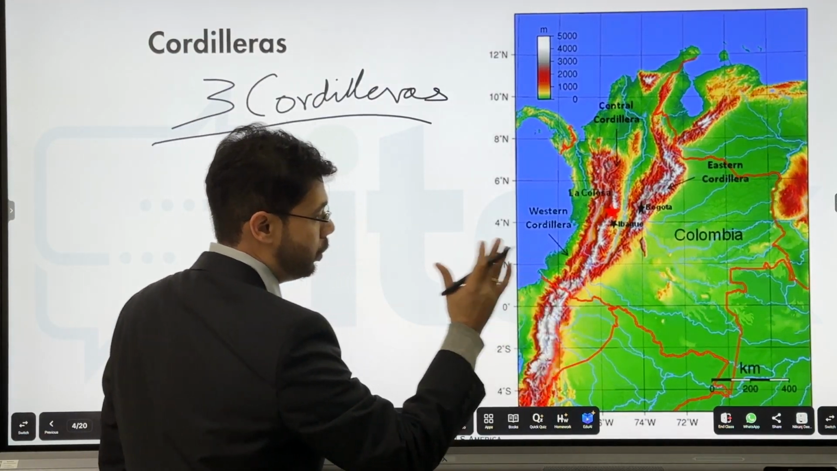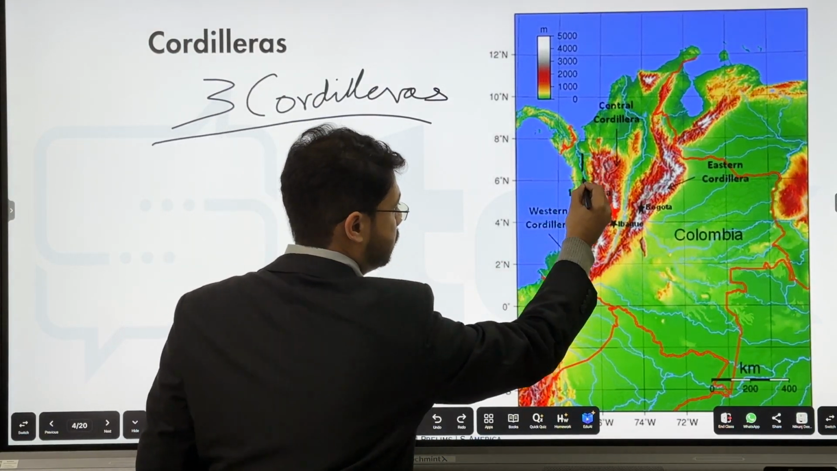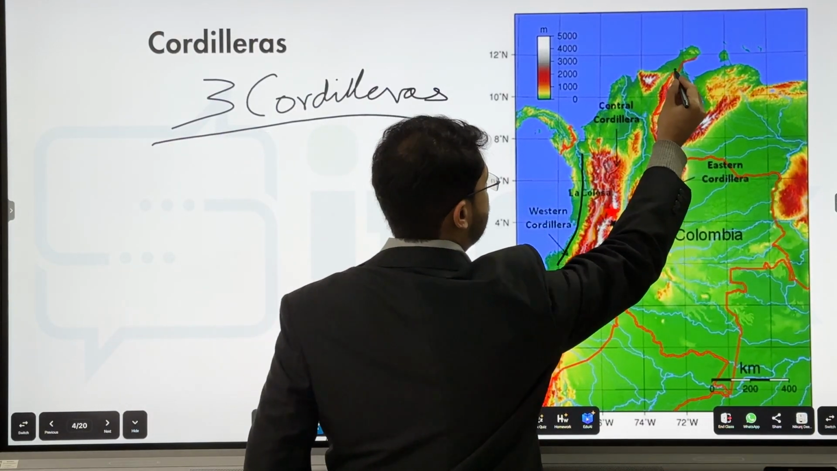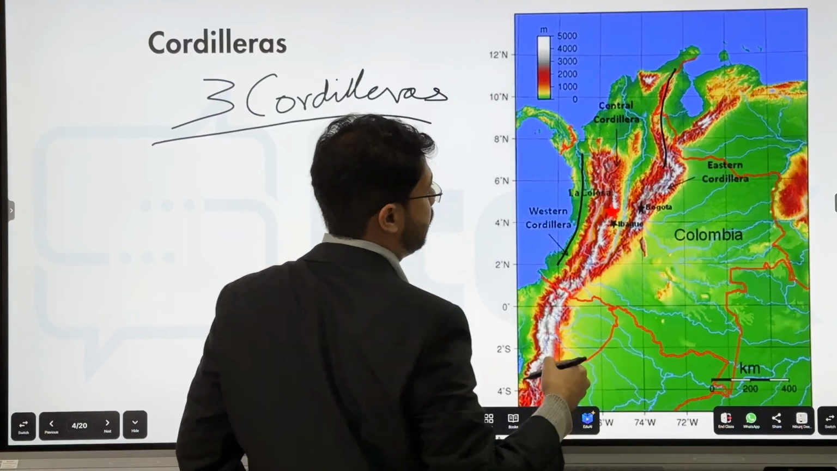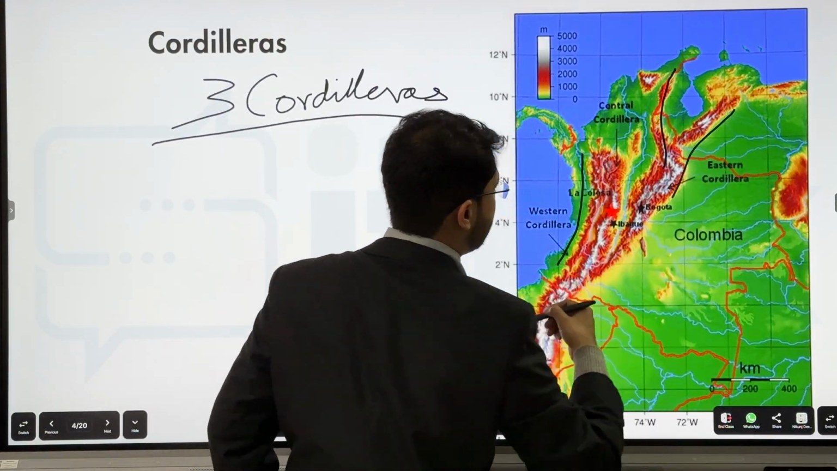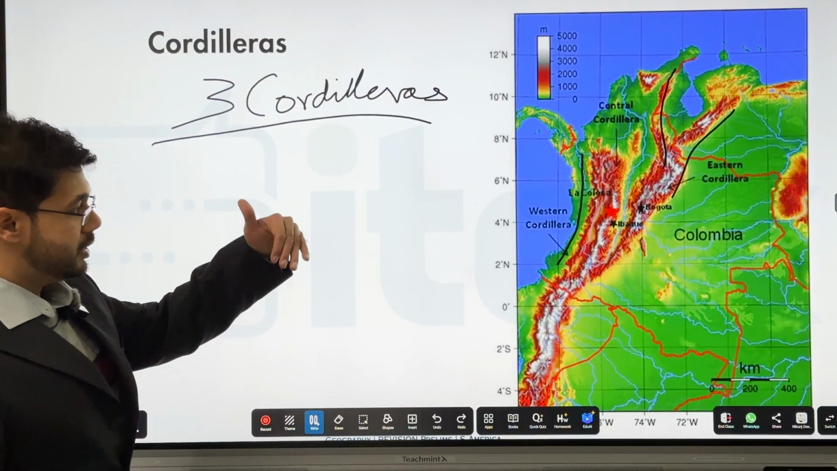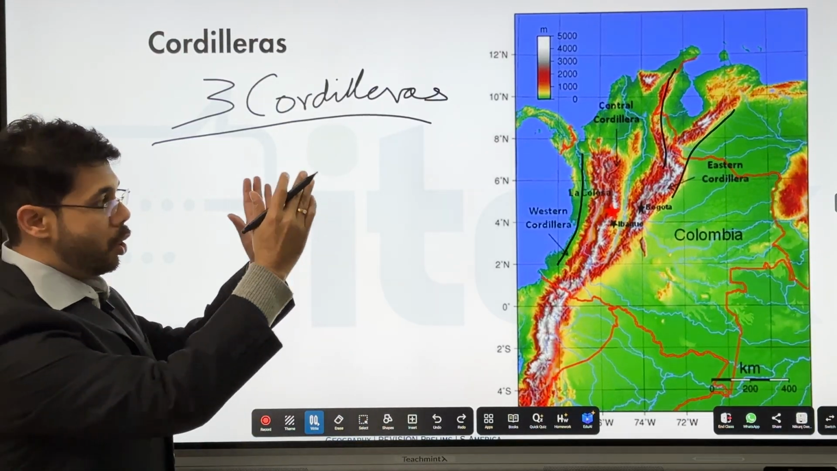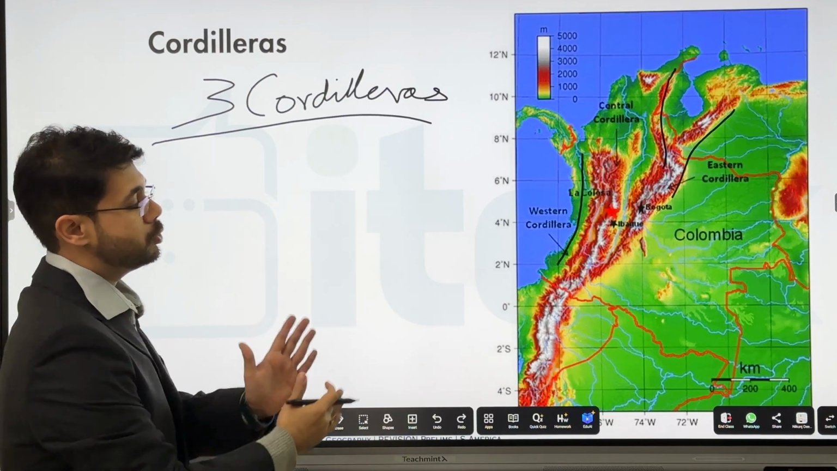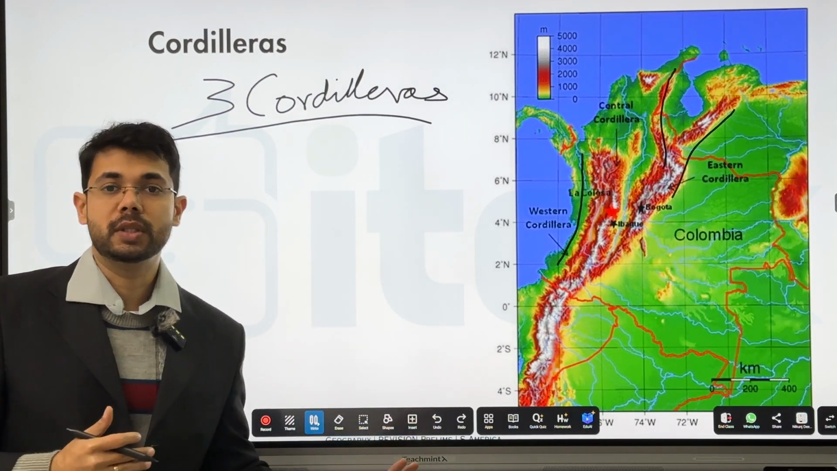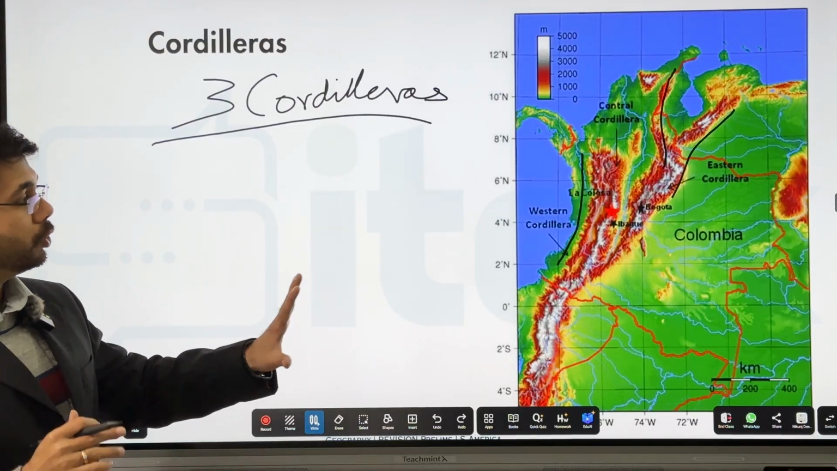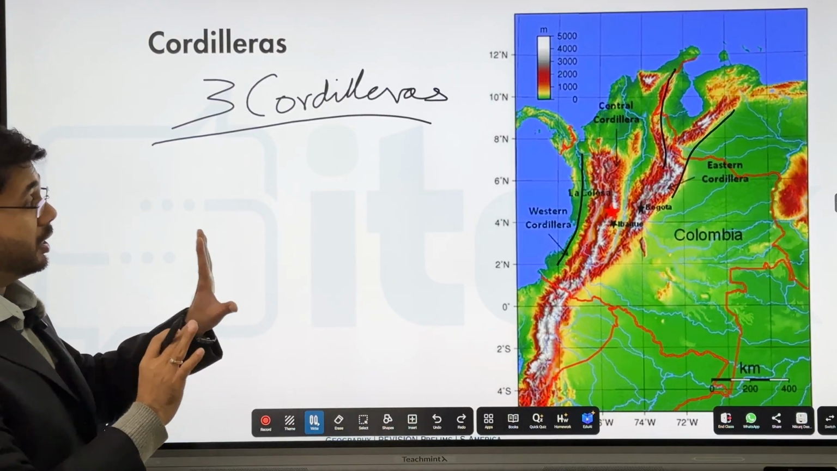Of course, it will be on the western part. This one is the Western Cordillera. Then we have the central one. It is almost touching the northern tip of South America. And we have the Eastern Cordillera over here. Now, as the Andes gets down in South America, all three of them start converging, and it becomes almost impossible to distinguish between these three. That's why the northern portion is very easy for you to look at and understand what Cordilleras are.